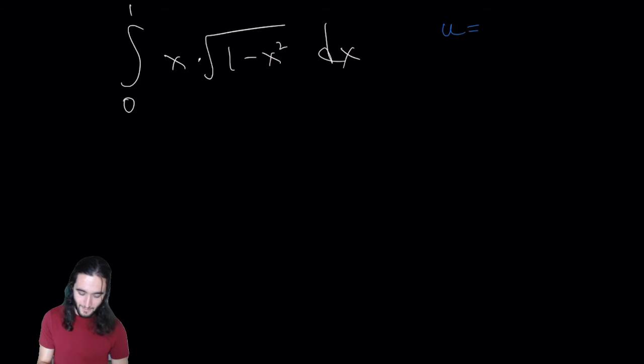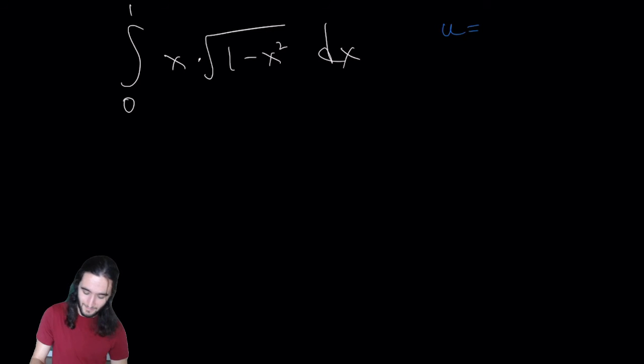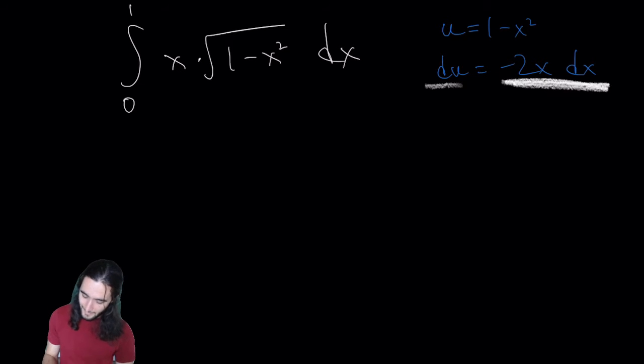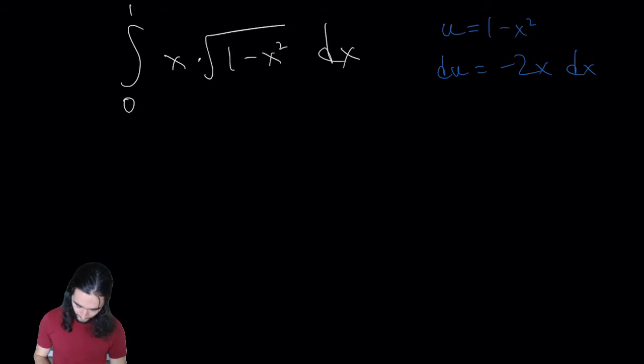right? If you have a more complicated component with some stuff inside, like in this case we have the square root with some stuff going on inside, it's definitely not always the case, of course, but definitely something to consider is letting that stuff on the inside be your new variable. Because if you do that, it might just be that the du has exactly what you need to get rid of the other stuff going on. So that's what's going on here.